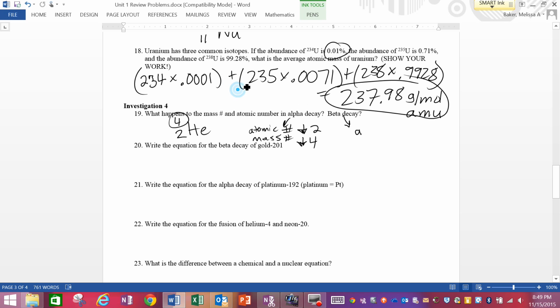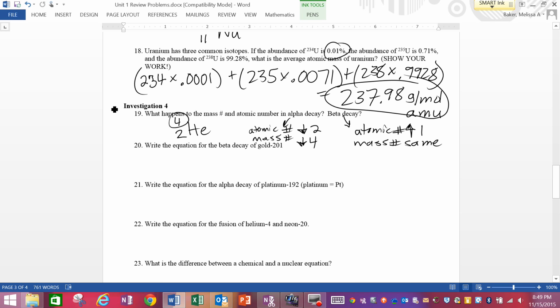Beta decay, the atomic number goes up by 1, and trick question, the mass number actually stays the same. This is because all that's happening is a neutron is being converted into a proton. So they weigh the same, it's just the neutron caused the atomic number to go up by 1 now that it changed into a proton.